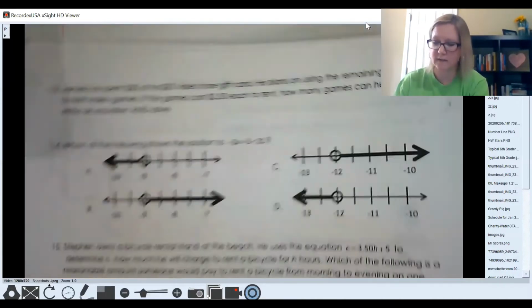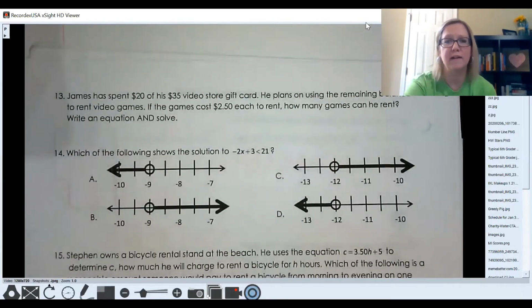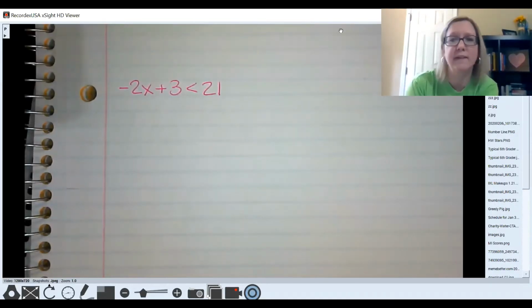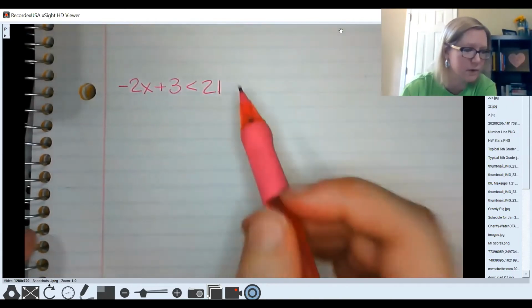Okay, all right, let's look at number 14. Okay, so we are solving the inequality and then choosing the graph that goes along with it. Okay, and you've got to be careful on this one because I know every year this is one that a lot of people tend to miss. So please be careful with this.